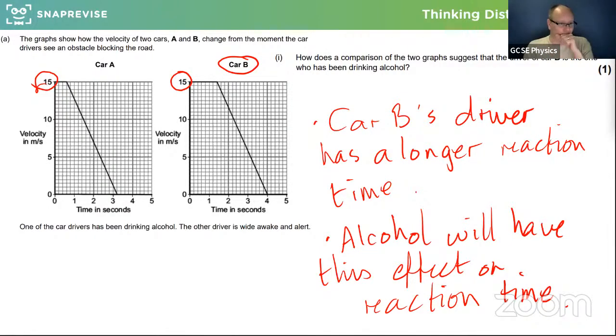Okay, and as I mentioned earlier, the area underneath the line on a velocity time graph will actually tell us the displacement. So if we look at these graphs, you can see that the total area under the 15 meter per second part of car B's journey is much bigger than the area there. And we're going to come to that point in just a moment.